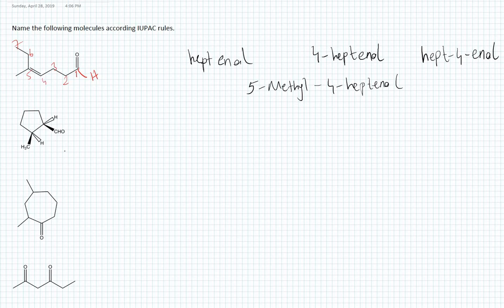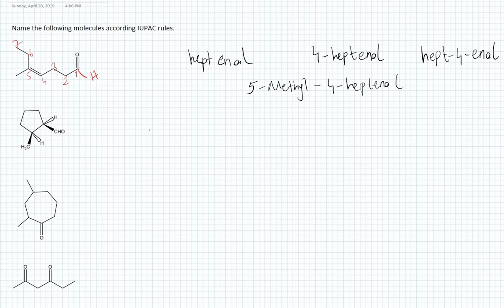Let's look at the second question. The second question is also an aldehyde, because we have the CHO group. There is a carbonyl oxygen and hydrogen. So this is an aldehyde. The aldehyde is next to a ring. So the naming is a little bit different for these kinds of molecules having the aldehyde functionality next to the ring.